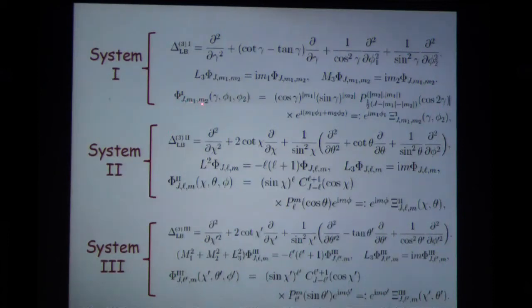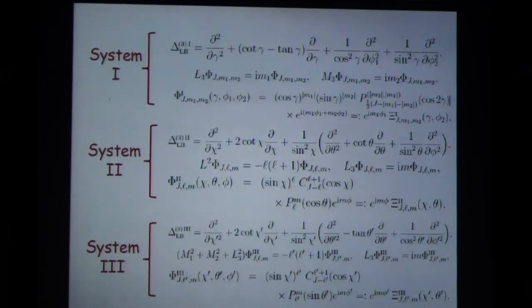And the solutions are these. Say J, M1, M2 of gamma, phi 1, phi 2. These are trigonometric. These are Jacobi polynomials in this angle, multiplied by a phase. And as we will see shortly, you can write this as this phase here, times a function only of gamma and phi 2.